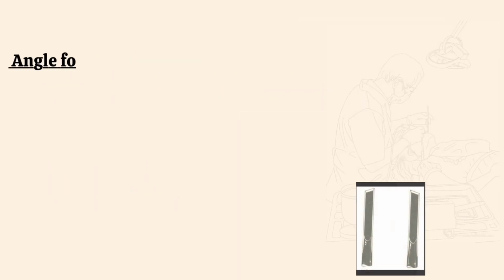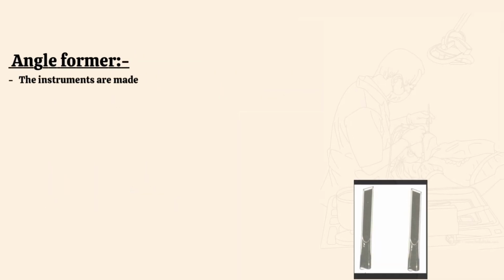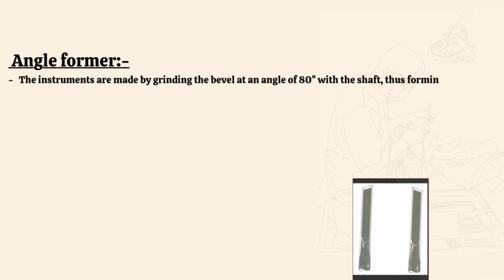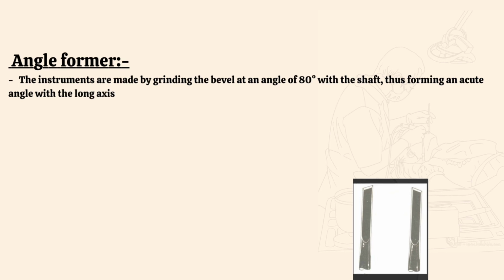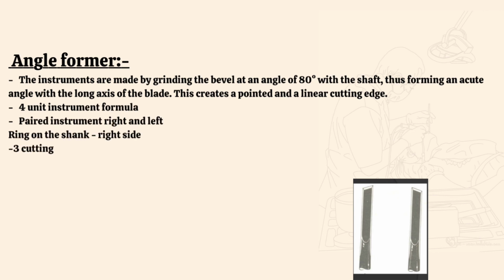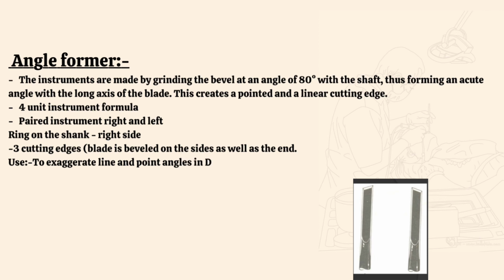Angle former. The instruments are made by grinding the bevel at an angle of 80 degrees with the shaft, thus forming an acute angle with the long axis of the blade. This creates a pointed and a linear cutting edge. 4-unit instrument formula, paired instrument right and left, ring on the shank, right side: 3 cutting edges. Blade is beveled on the sides as well as the end. Used to exaggerate line and point angles in DFG restorations to establish the retention form.